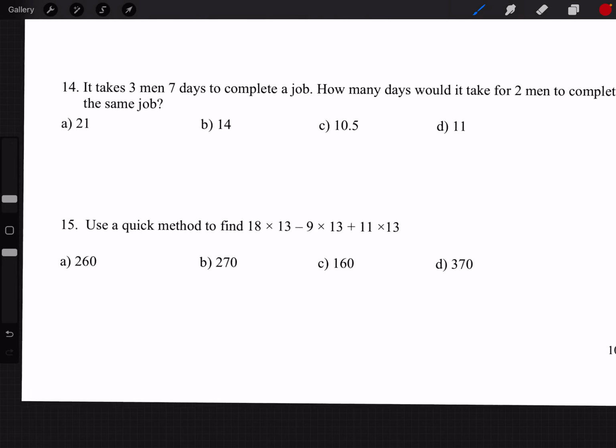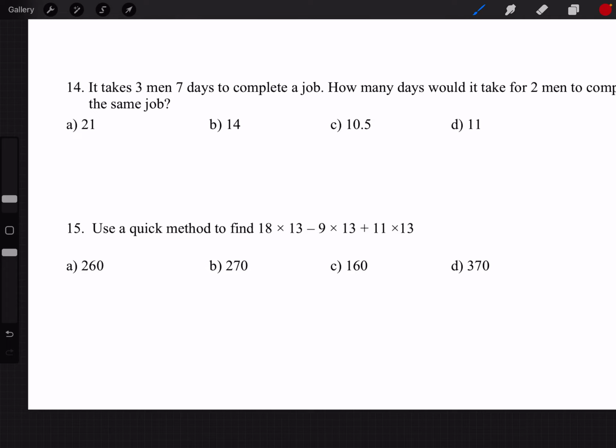Question 14, it takes 3 men 7 days. So you have the men and you have the days. 3 men, 7 days. How many days would it take for 2 men? So for 2 men, you have to go to 1 man first. If you only have 1 man, that means 3 to 1, you divide it by 3. 3 divided by 3 gives you 1. But to do the other one, you've got to multiply by 3.